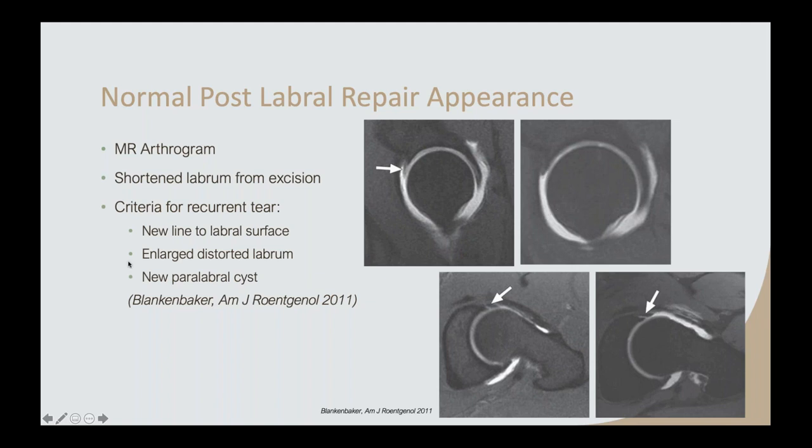So what is the criteria for a recurrent tear? I would honestly tell you it's not that easy to diagnose. You will need to have certain criteria such as a new line through the labral surface, a large distorted labrum, or a new paralabral cyst.